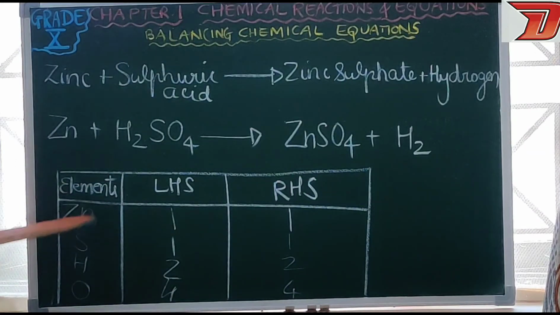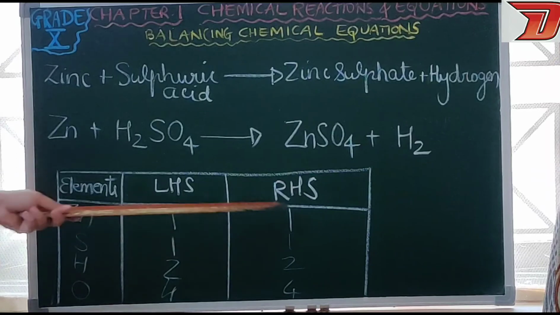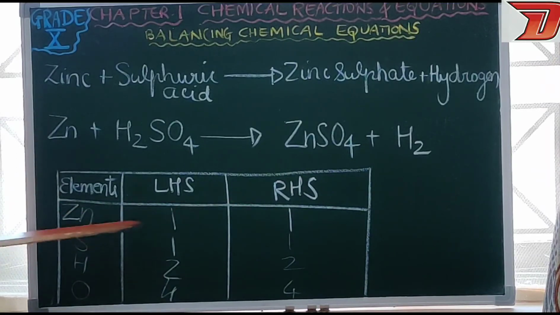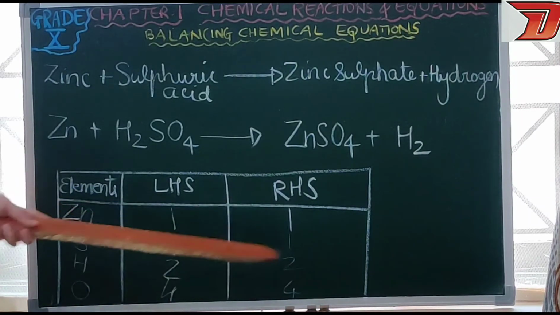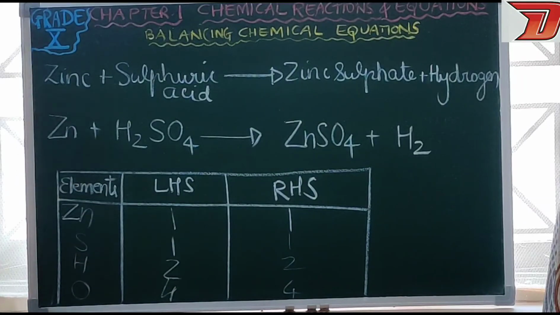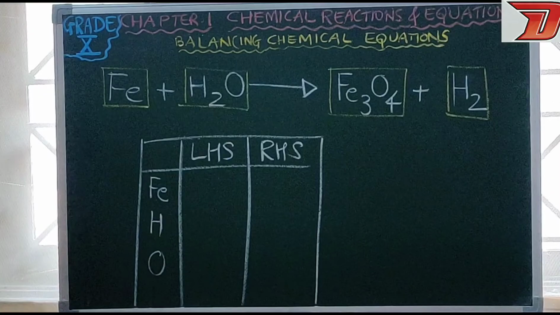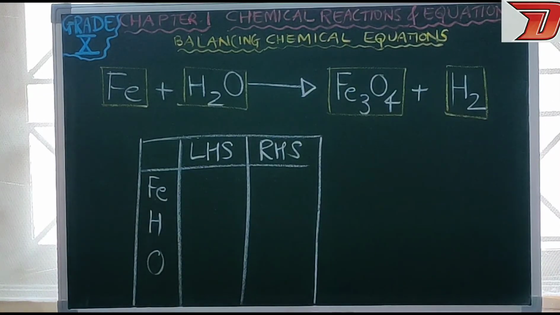Right? Now just compare the quantity of the atoms on both sides. Zinc, both sides 1. Sulfur, both sides 1. Hydrogen, both sides 2. And oxygen, both sides 4. That is, no imbalances are here. Hence we can say that this is the balanced chemical equation. Is this clear to you? So let us move to the second example of balancing equation.